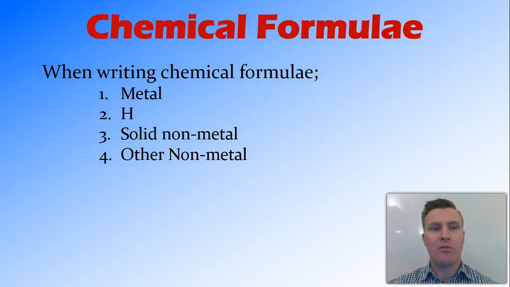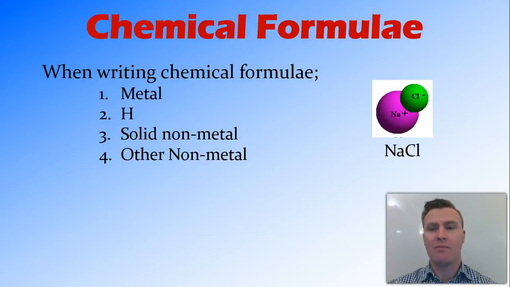And it's pretty easy. We just go through a list. First the metal, then hydrogen, then the solid nonmetal, and then other nonmetals. So as long as you know a bit about the elements that are contained in the compound, you'll be fine. For example, here we have sodium and chlorine. We have sodium, the metal, it goes first. We don't have any hydrogen. We don't have any solid nonmetal. We have an other nonmetal, chlorine being a gas. So the chemical formula is just the symbol for sodium, then the symbol for chlorine.